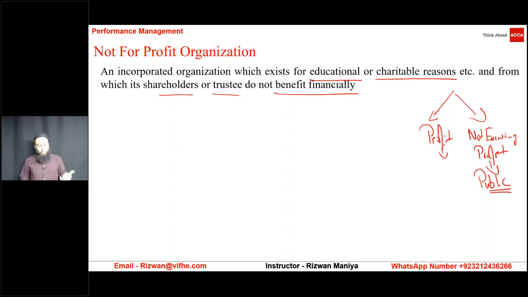So, profit or not-for-profit, there are two types. Not-for-profit organizations have two subcategories. Number one, they can earn profits, or they might not earn profits. Normally, the ones that don't earn profits are government-controlled, which are public sector organizations where the government is funding them.